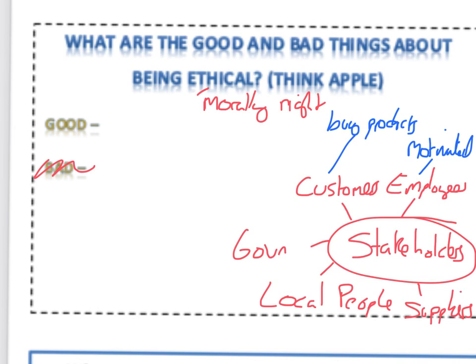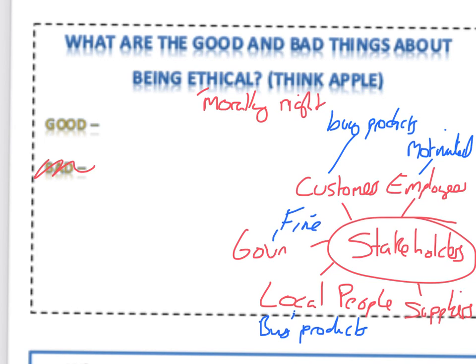Thirdly, you might say it's good to be ethical towards the government by paying your tax. This would be good because the government wouldn't fine you. Right, next you could say it's good to be ethical towards your local people, maybe by not getting too big and not polluting the area. Because if you keep local people on side, they're more likely to buy your products, and they're not going to protest.